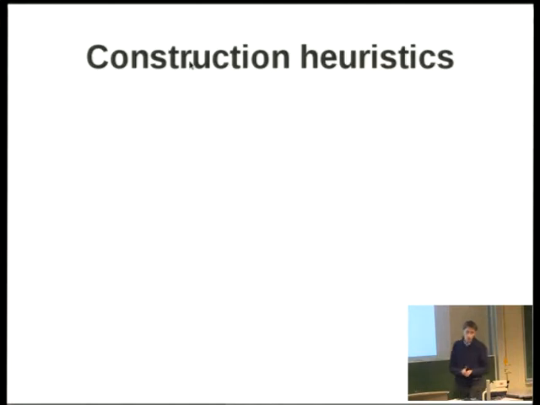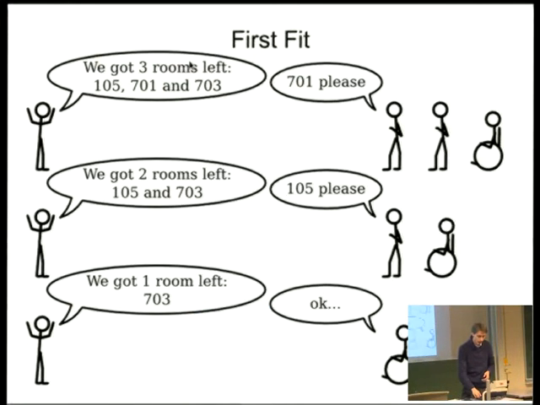Well, one thing you can do is go for construction heuristics, where you basically just say, I'm going to take a queen, place it. So, it's basically first come, first serve. So here, as you can see, a number of people are wanting a room, right? And you give the first person a room, you give the second person the best available room, and then the third person the last still available room.